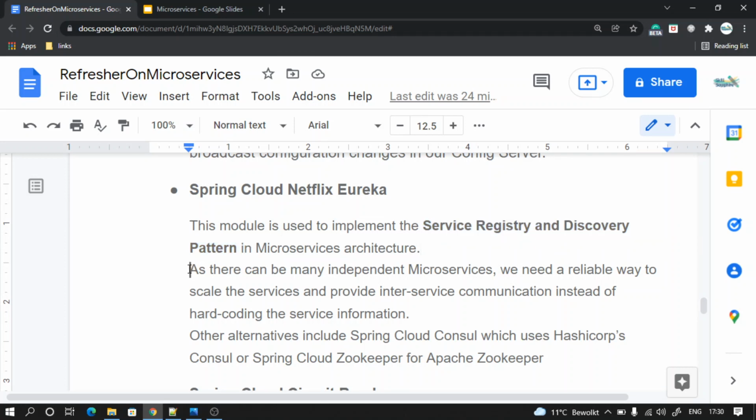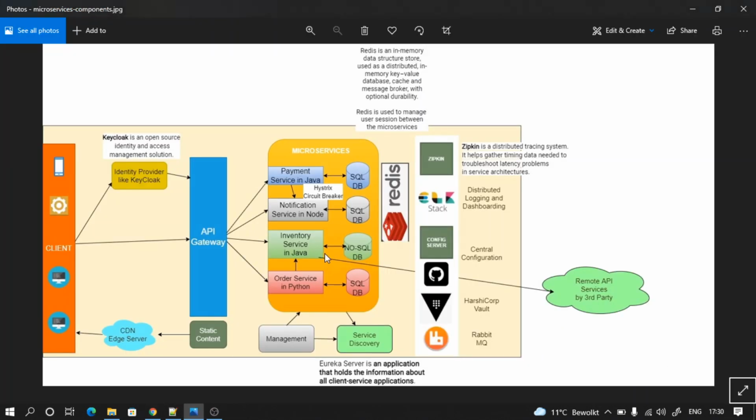Let's understand what is mentioned here and then we will look at a diagram. As we know, there are many independent microservices in our architecture, so we need a reliable way to scale the services and provide inter-service communication instead of hard coding the service information. Let's try to understand what this means. We see that there are different microservices. This is one, this is two, this is three, four.